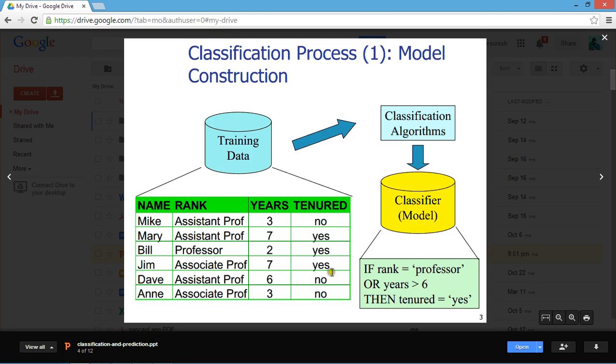For example, take: if rank is equal to professor, or years is greater than 6, then tenured is equal to yes. Which means if someone named Bill is a professor and his years is greater than 6, then he can be tenured, which can be assumed by looking at this database, which is passed through the classifier algorithms, and then a classifier model is formed. We basically deal with these classifier algorithms, which are ID3 and C4.5.